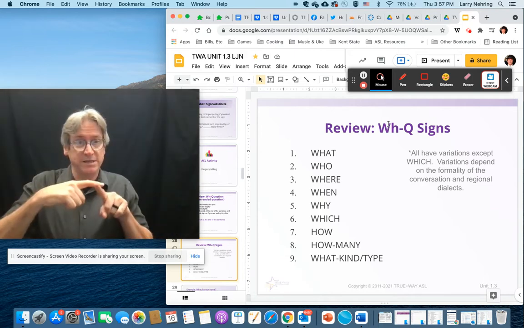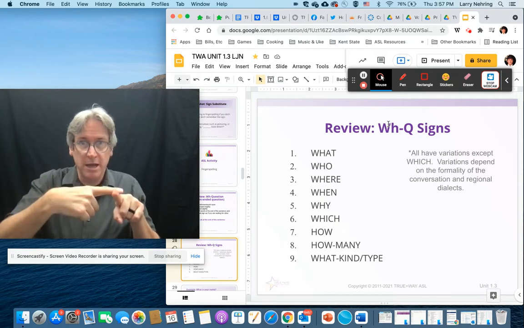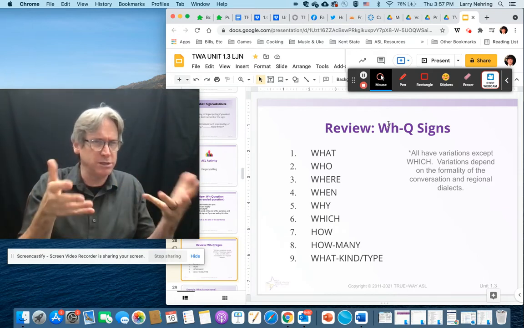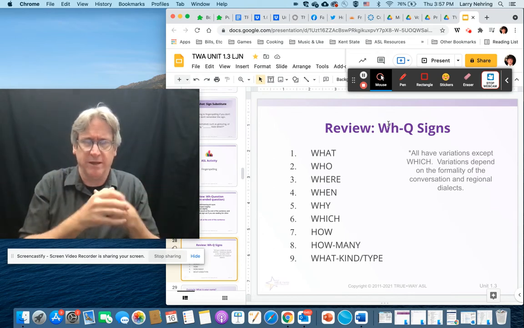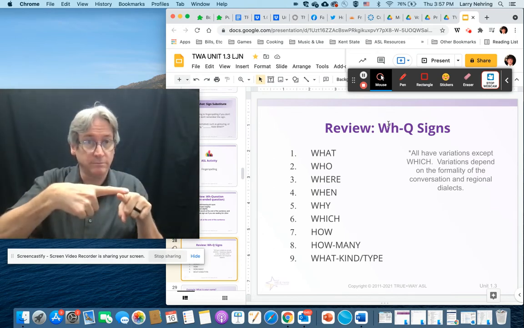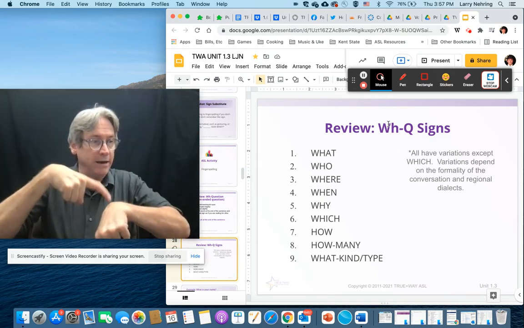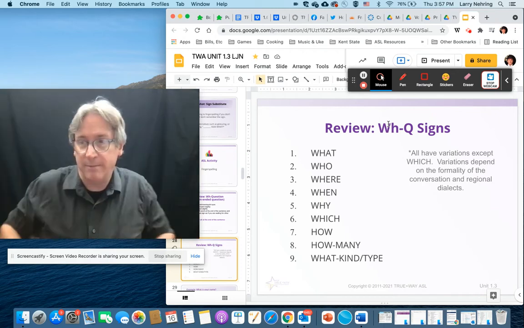When, there are two different ways to sign it. There's when, and as they say here, that all of these have variations except for which, which is the only one that has like one set thing. So there's when, the clock face, the hands going around the clock face, or when, like what time, at what time.